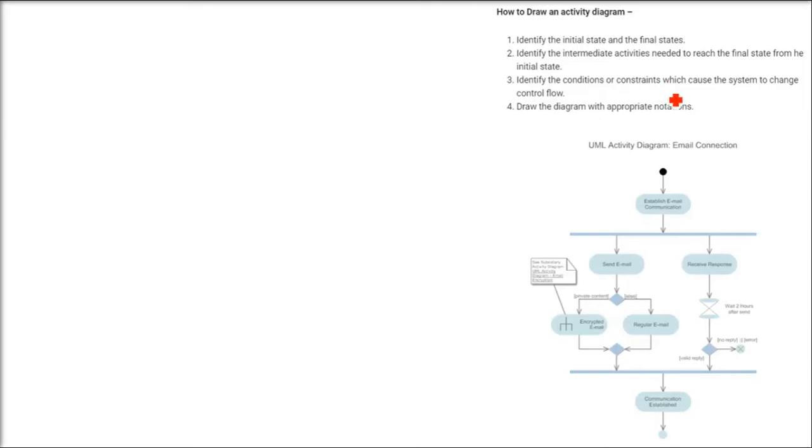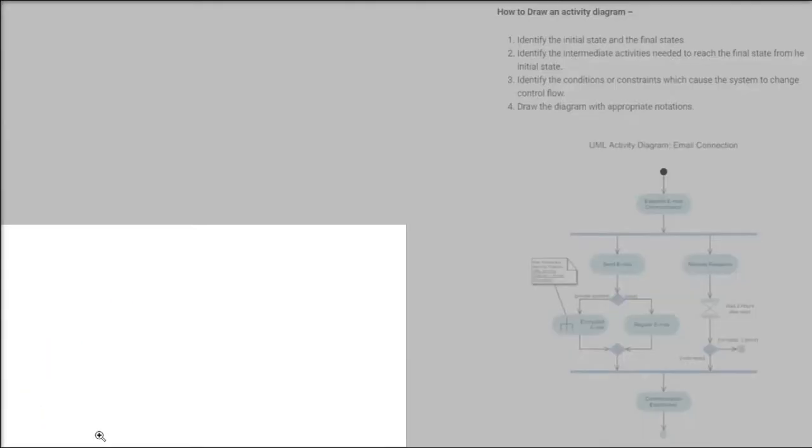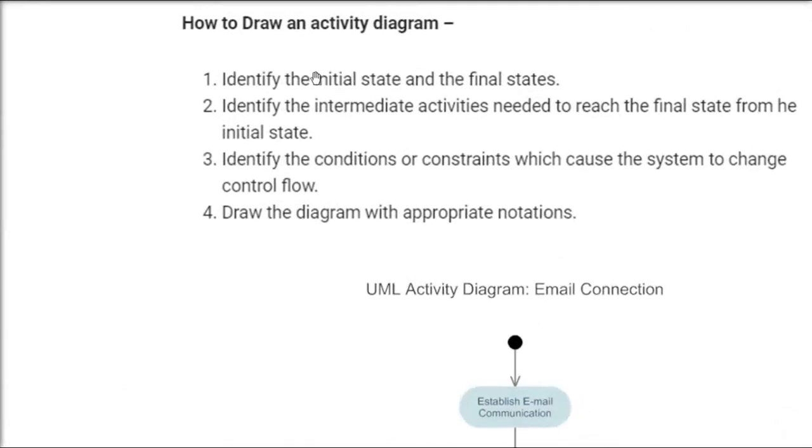So it's a very basic example of email connection. You might be going through the hospital management system and online shopping, but I have taken some other example. So what do we have to do? First of all, we have to identify the initial and final state. All the intermediate activities from the initial state to the final state, you can identify them. These should come in the activity diagram.